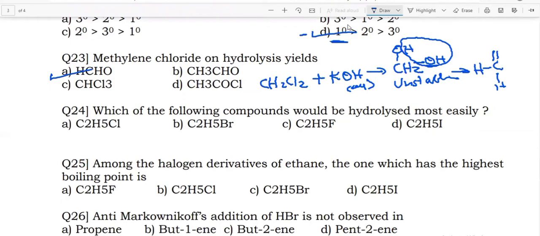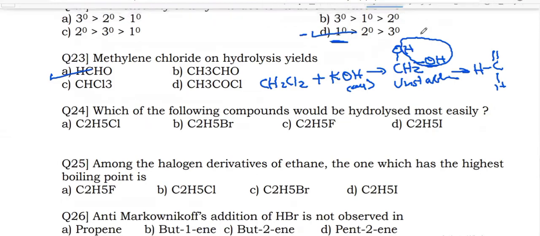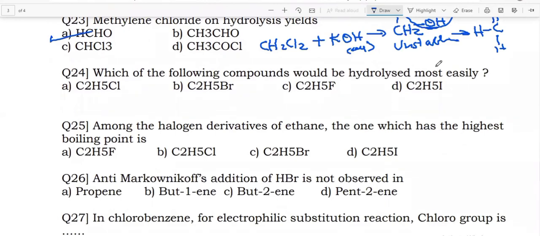Question number 24. Which of the following compounds would be hydrolyzed most easily? Obviously ethyl iodide. We know that among alkyl halides, ethyl iodide is more reactive. Answer is D, ethyl iodide.